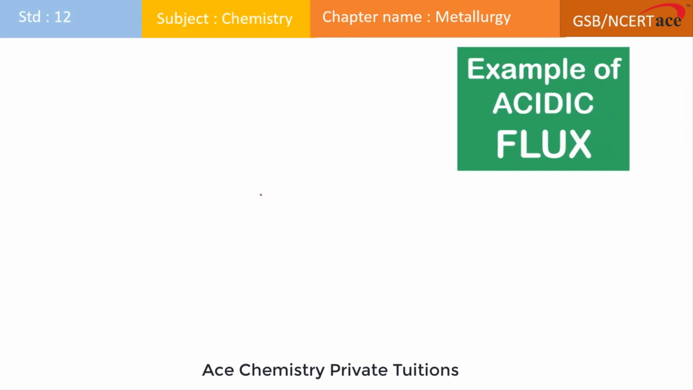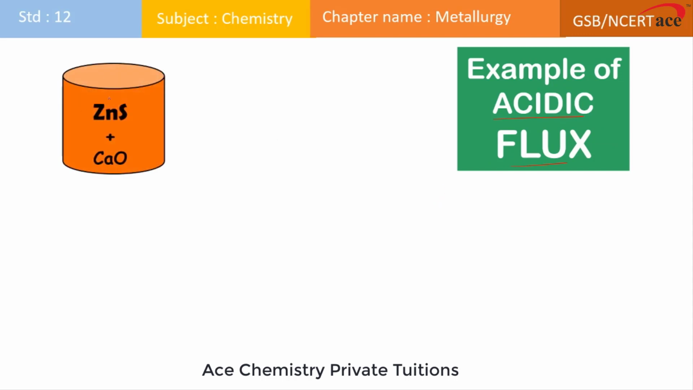Say, for example, when to use acidic flux. Suppose the concentrated ore I have taken is what? Zinc sulphide, the metal compound which is the ore of zinc metal. Along with the zinc sulphide, it contains calcium oxide as an impurity. Now we know, students, that calcium oxide is the oxide of calcium, which is a metal, and metal oxides are generally basic in nature. So if I have to remove a base, then as per the neutralization reaction I have to add what? Acid. So I need acidic flux.